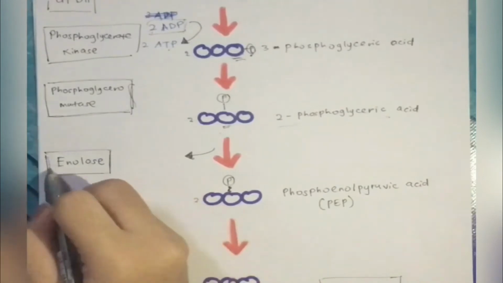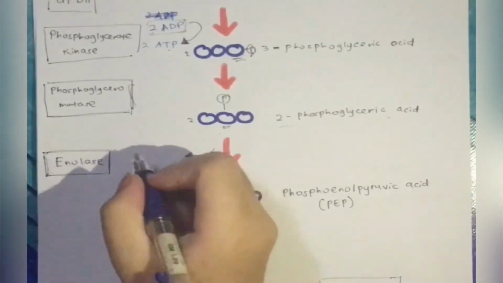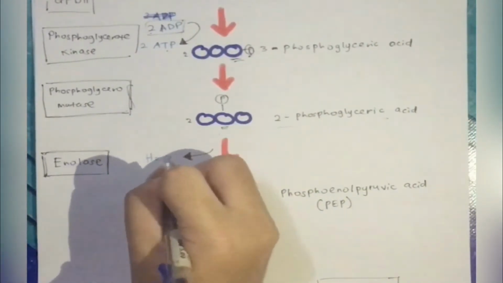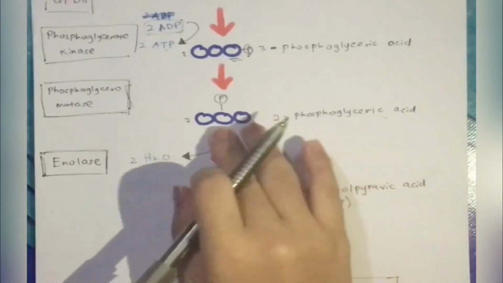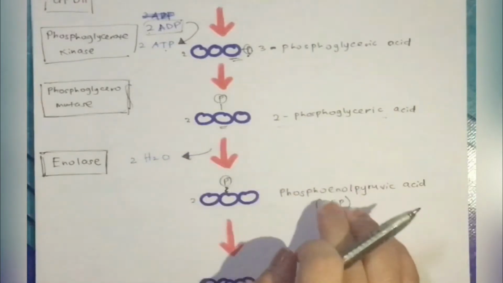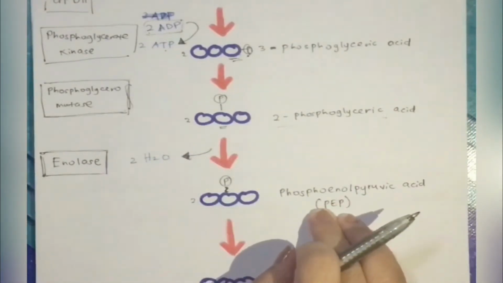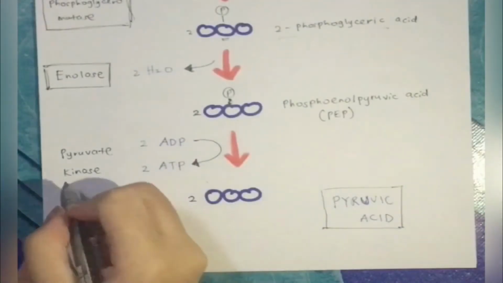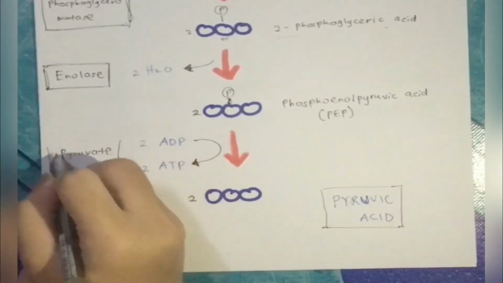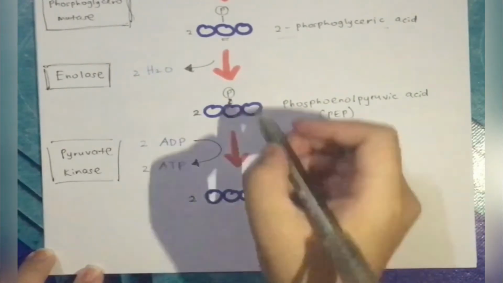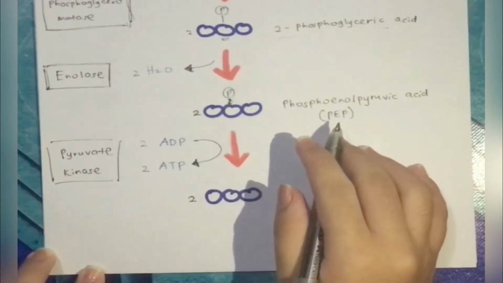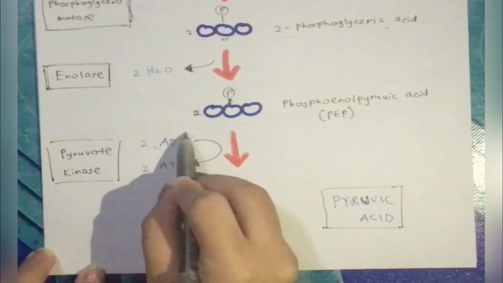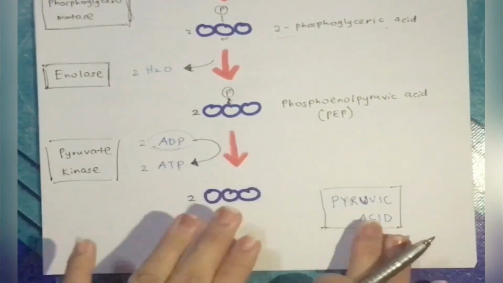The enzyme enolase removes a molecule of water from 2-phosphoglyceric acid to form phosphoenol pyruvic acid. By the end of the glycolysis reaction, the enzyme pyruvate kinase transfers a P from PEP to ADP to form pyruvic acid.